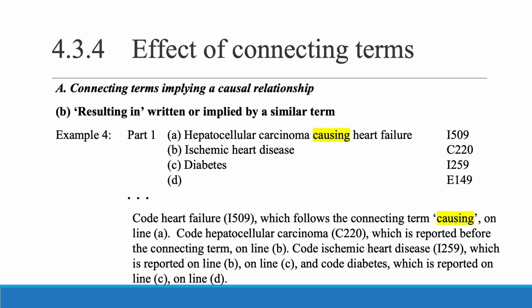Reading the explanation on the slide from volume 2. Code heart failure, which follows the connecting term causing, on line A. Code hepatocellular carcinoma, which is reported before the connecting term, on line B. Code ischemic heart disease, reported on line B, on line C, and code diabetes, which is reported on line C, on line D. Let's have a look at that from the coding point of view.